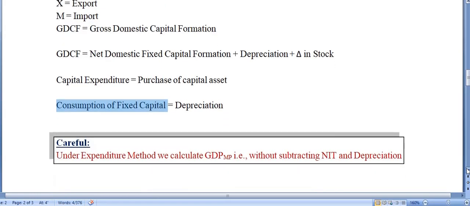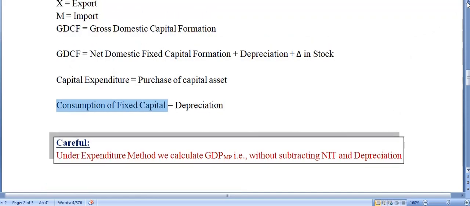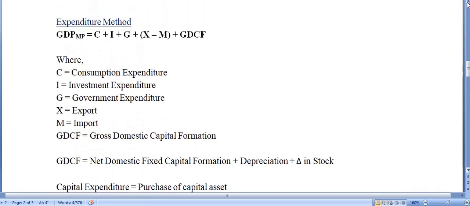Okay, and you have to be very, very careful that under the expenditure method we calculate GDP MP, that is without subtracting NIT and depreciation, because it is GDP MP. Okay, so till now we discussed three methods: the value added method, or net product method, or simply product method; number two, the income method; and number three, the expenditure method.